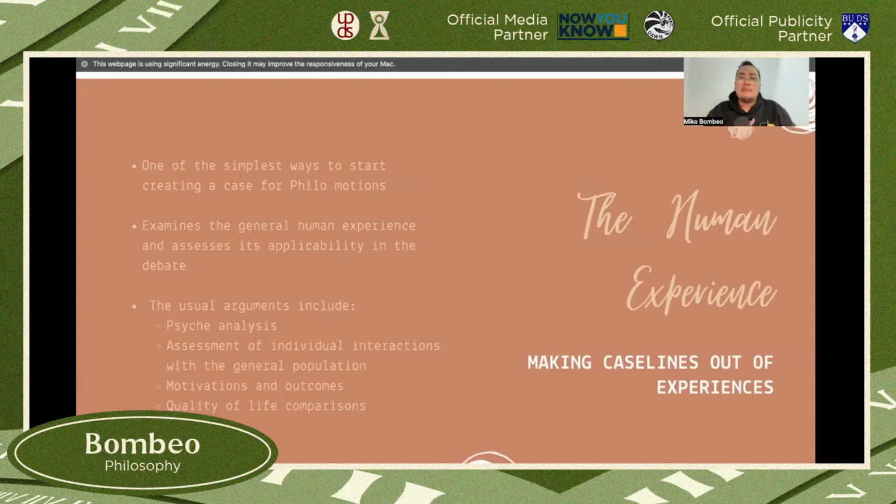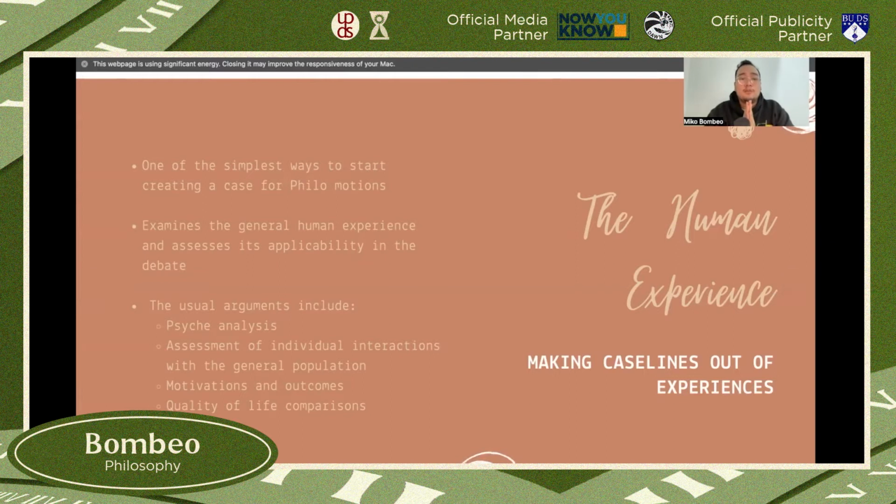But the usual arguments that can be made by assessing the human experience include psyche analysis, and the assessment of individual interactions with the general population. This just means how an individual feels when they interact with people that belong to a certain demographic, for example, like the interaction between an individual and the movement that they belong in, or a movement that's trying to get their attention or their support, etc.